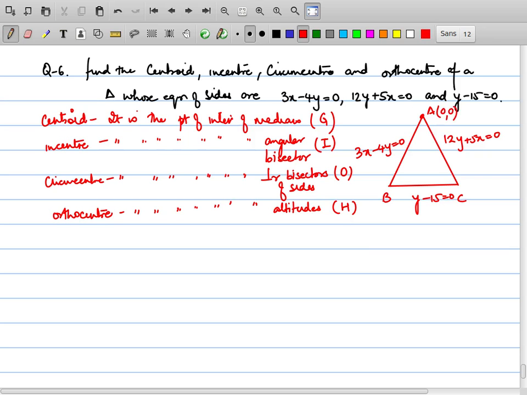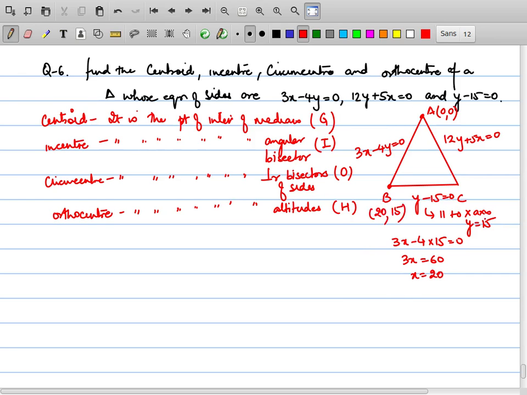Now for point B, y minus 15 equals 0 is a line parallel to x-axis. Solving them simultaneously would give us 3x minus 4 into y, and y is 15 in this case. So 3x minus 4 into 15 equals 0. So 3x is equal to 60. X comes out to be 20. So x is 20 and y is 15.